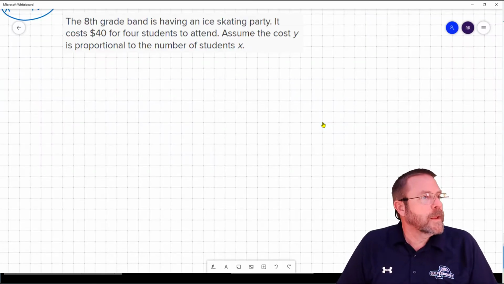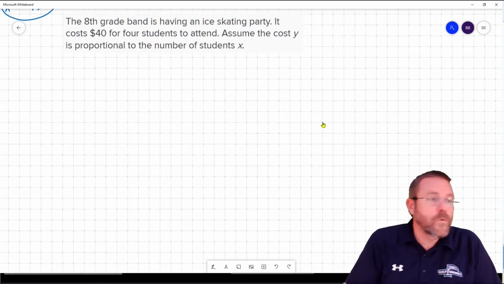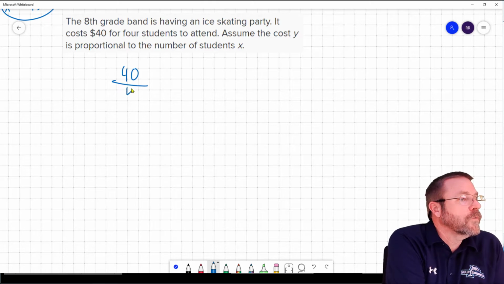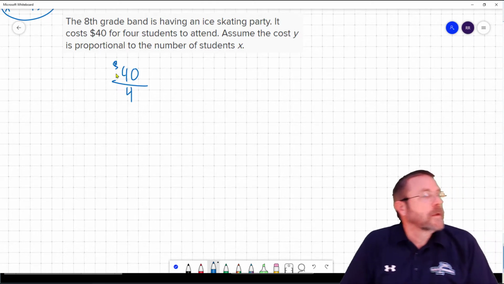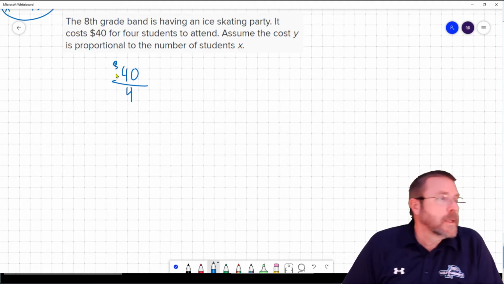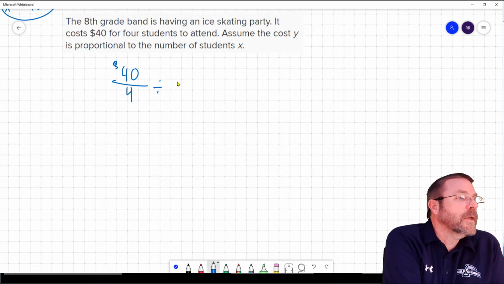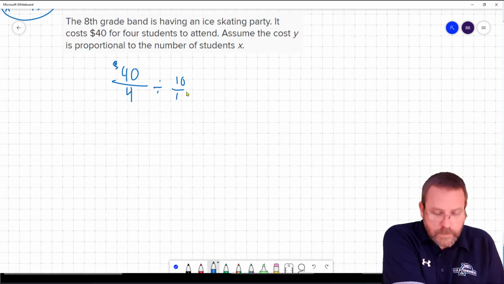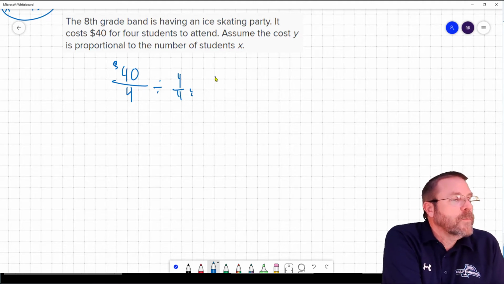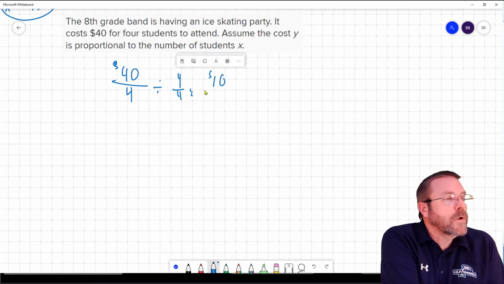The 8th grade band is having an ice skating party. It costs $40 for 4 students, so that's going to be a ratio, $40 for 4 students to attend. Assume the cost Y is proportional to the number of students X. That means we could simplify that down to get a unit rate: 40 divided by 4 over 4, and that would mean that the cost is going to be $10 for every 1 student.